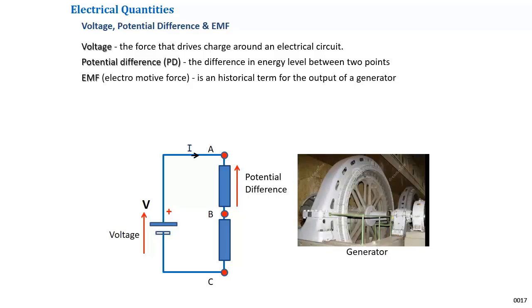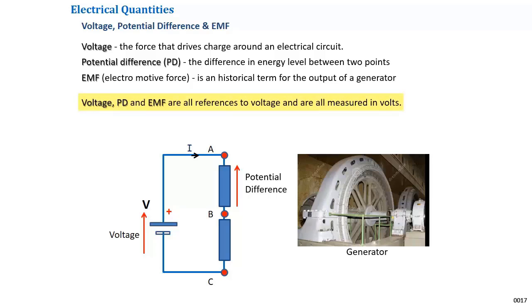Finally, there is the term EMF or electromotive force, which is very much a historical term for voltage. Today, this term is generally only used when dealing with the output of electrical generators. However, these are all references to the electrical force voltage and are all measured in volts.